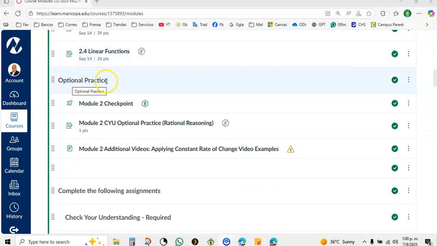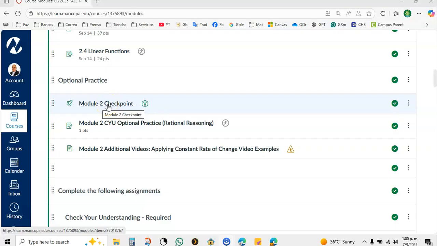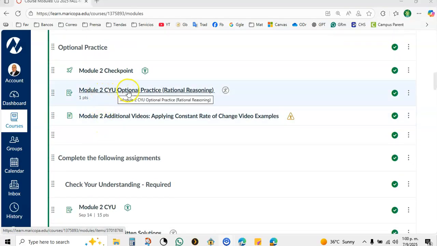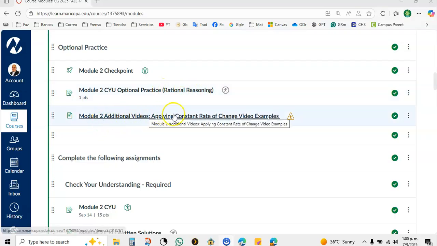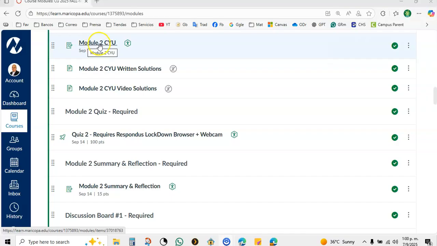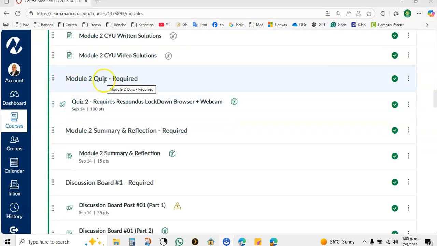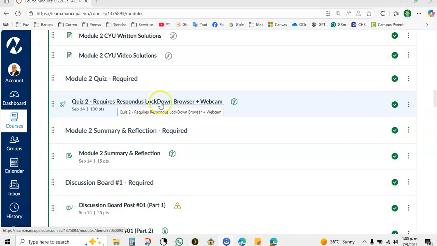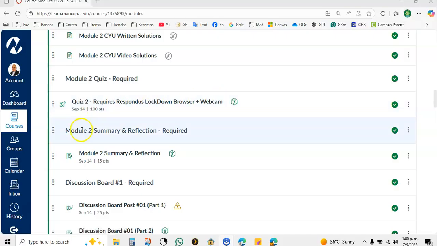Then you will have the optional practice, the module 2 checkpoint, module 2 check your understanding, and optional practice using rational reasoning, with some videos in order for you to get some help. Then you have to complete all the required assignments, such as the module 2 check your understanding. Remember, you're going to have the solution and the videos posted. Then you will have the module 2 quiz using Respondus Lockdown Browser and the webcam. Then you will have the summary and reflection for this module.